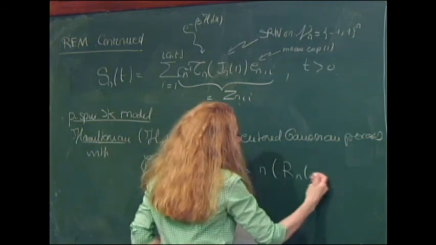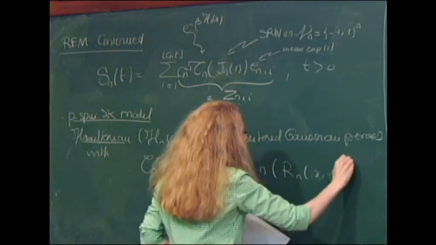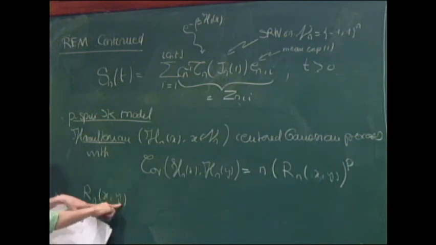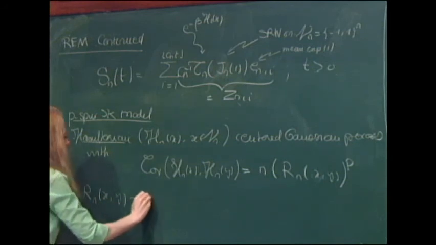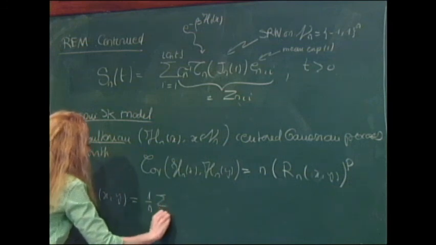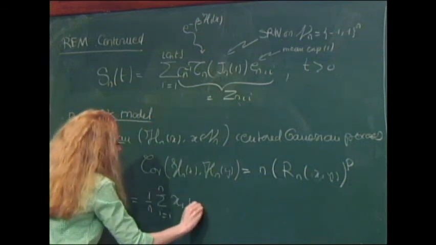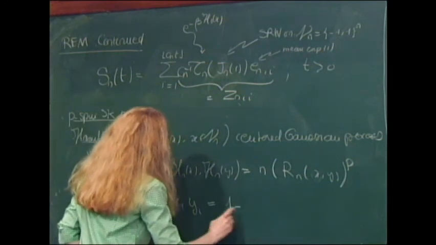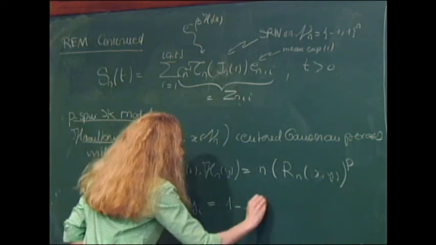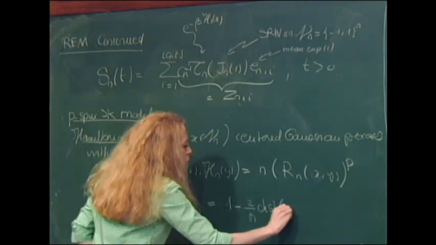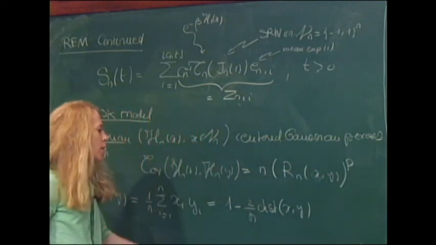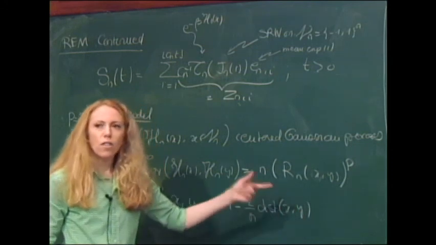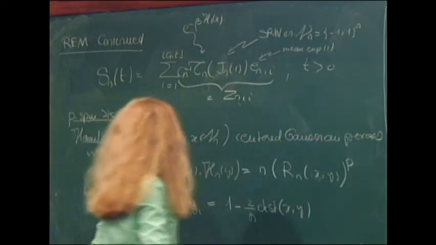the overlap between x and y to the power p, where the overlap between the spin configurations x and y is 1 over n, the sum from 1 to n of x_i y_i. And if you prefer to see it as a distance, then it is equal to 1 minus 2 over n times the Hamming distance, or graph distance, call it as you wish, between x and y. It measures the discrepancies between the two configurations. It counts the number of spins that differ between the two configurations.